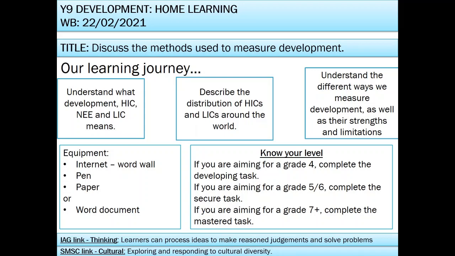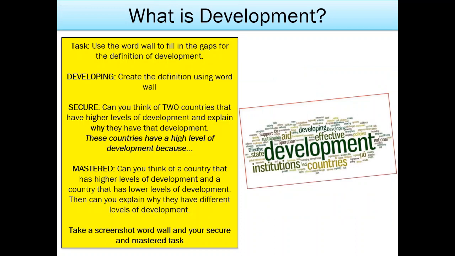Just a quick reminder to know your level. And again, I'm not saying anybody's stuck on these levels. You can do a higher level if you want to push yourself. But if you're a grade up to a grade 4, we expect you to be doing developing tasks. If you are 5 to 6, you should be doing the secure task. And if you are a 7 or above your MEG grade, you should be doing the mastered tasks.